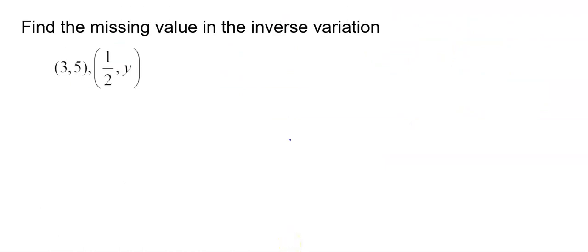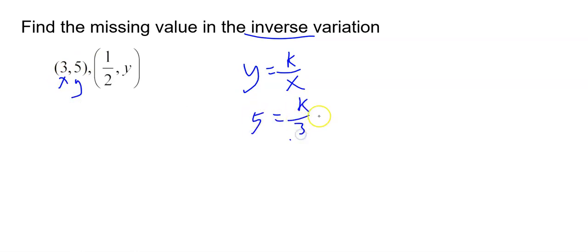Okay, find the missing value. If it's inverse, we would start with the equation y equals k divided by x. Plug in, so we get 5 equals k divided by 3, multiply both sides, so k equals 15. So my equation is y equals 15 divided by x.